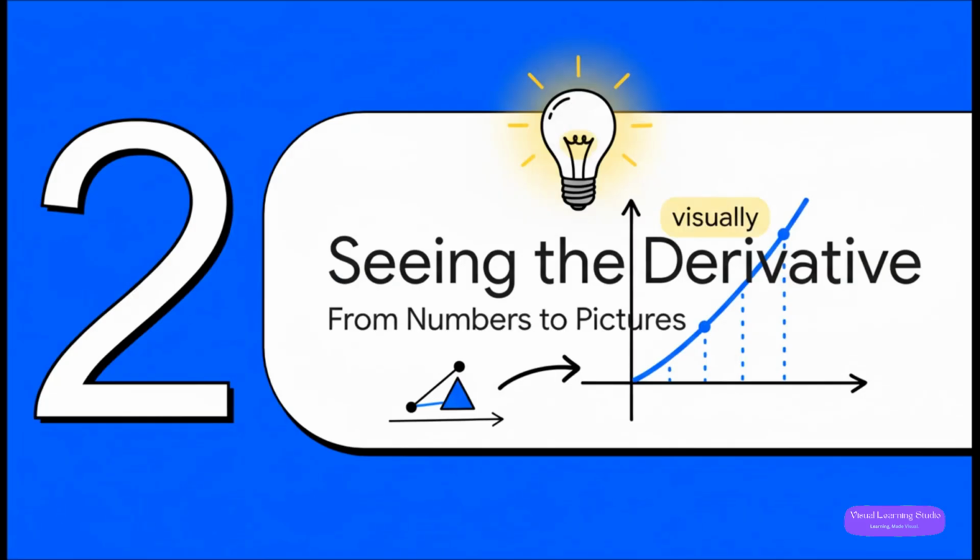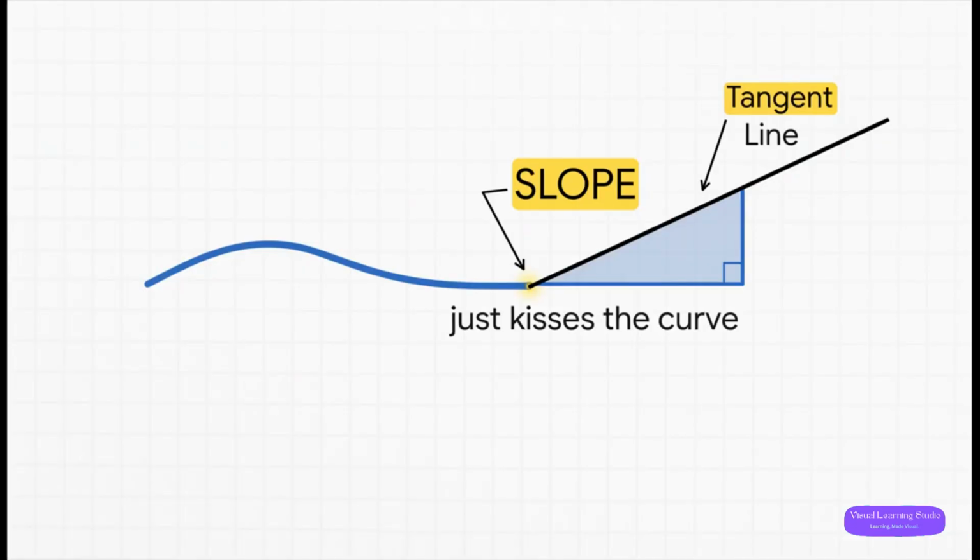Okay, so the whole speedometer thing makes sense, right? It's a number. But what does a derivative actually look like on a graph? Let's switch from numbers to pictures, because for a lot of us, this is the moment where that light bulb really, truly turns on. Here it is, the big visual secret. A derivative is just the slope, the steepness of a line that just barely kisses the curve at one single point. And we call that the tangent line.